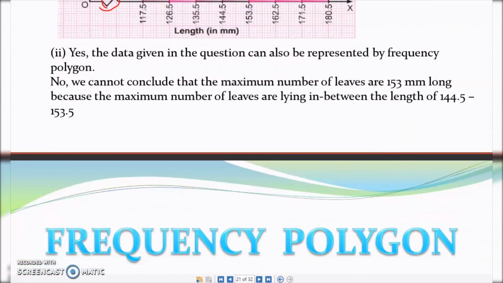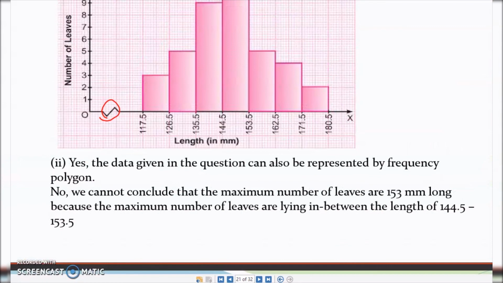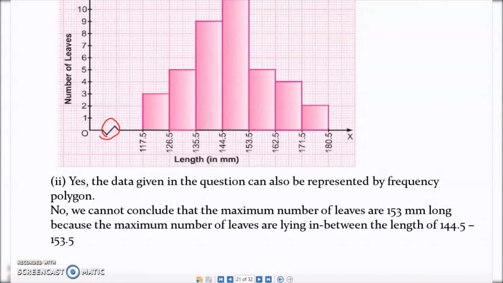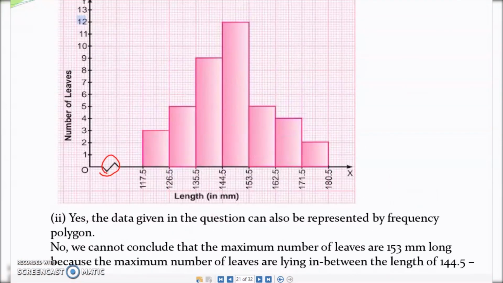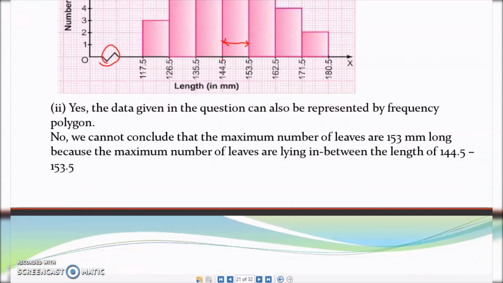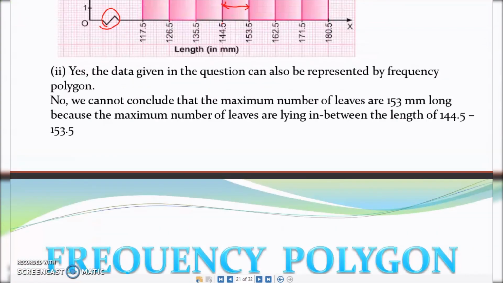The second part of the question is: is it correct to conclude that the maximum leaves are having 153 millimeters length? It is not correct to conclude that, because the maximum number of leaves lie in this category. That is, this one is having the highest frequency, 12. There are 12 leaves which lie between 144.5 and 153.5, which means it can be anything between these numbers. It is not necessary that it is 153.5 only. It can be anything in this range. So hence it is not correct to conclude that way.